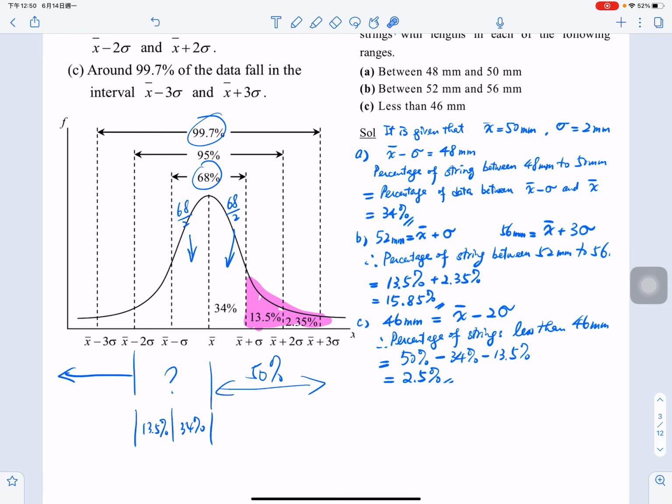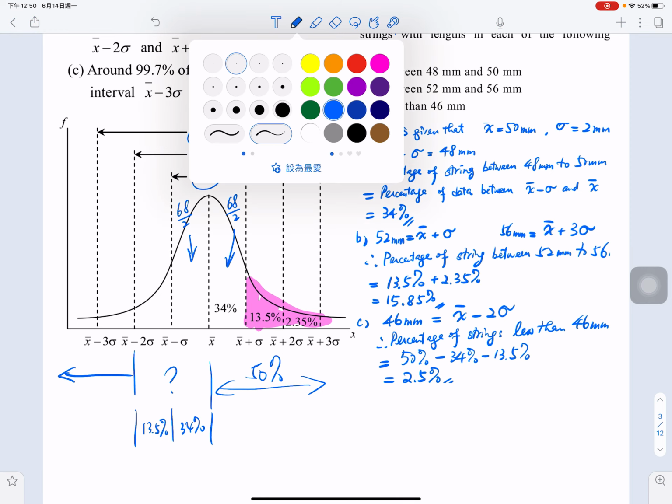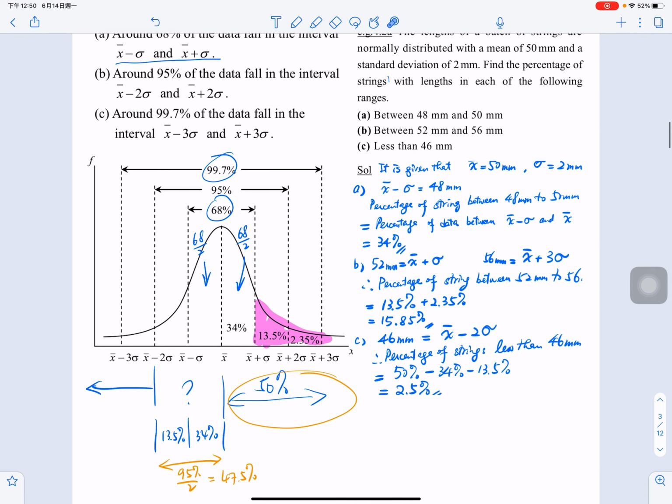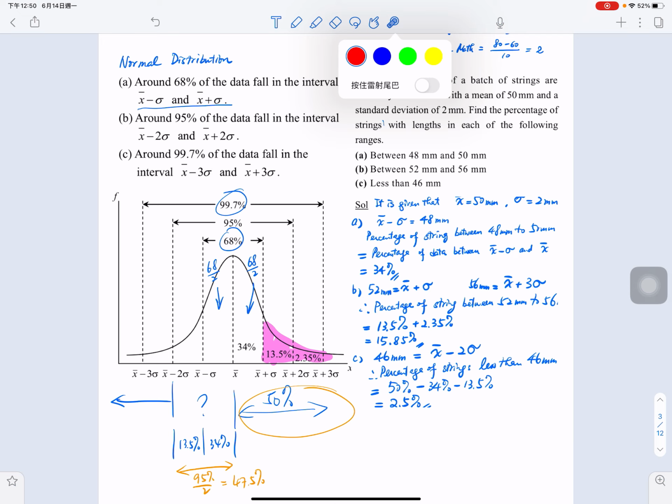Or you think of this part as actually 95% over 2. 95% over 2 is about 47.5%, right? And you remember above the mean is 50%. So 100 minus 50 and then minus 47.5, you can also get 2.5%. Okay, understand how to study the normal distribution.